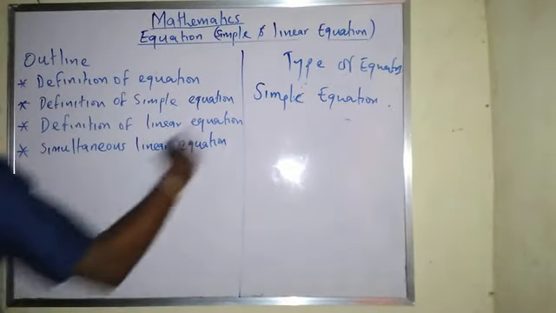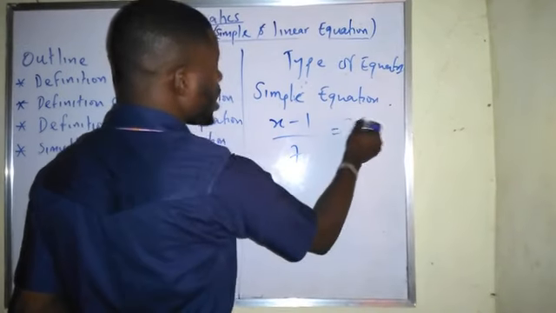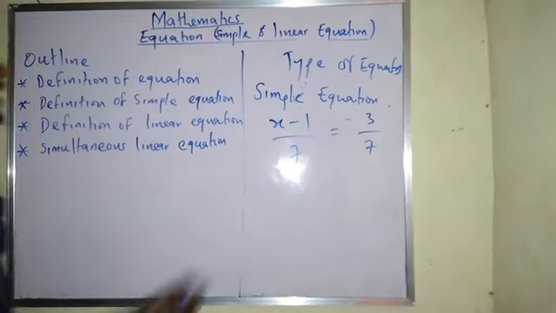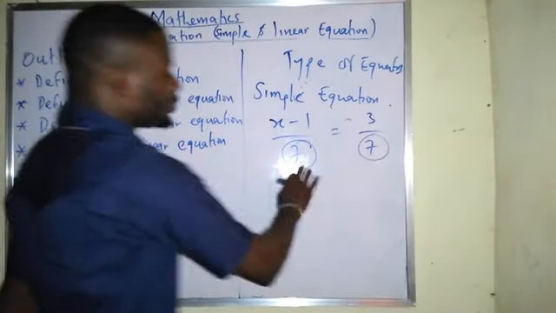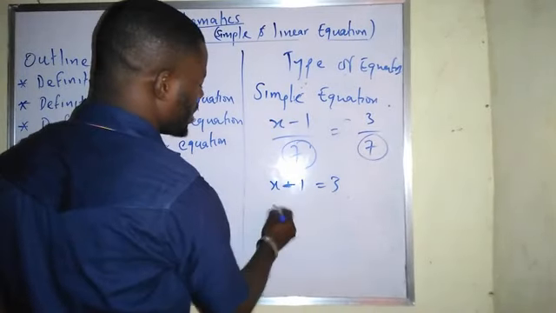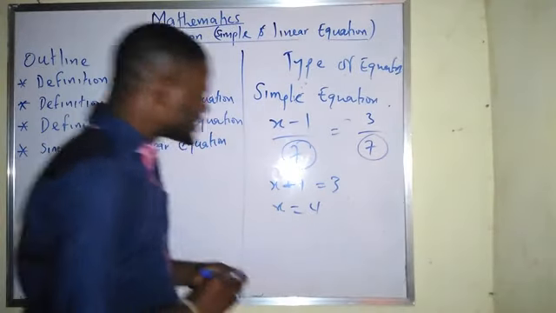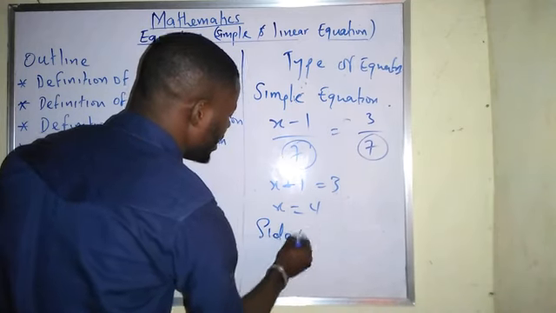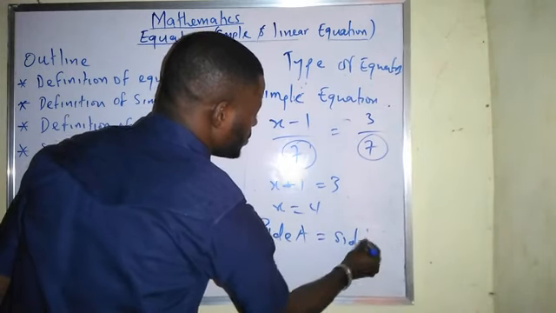It can also be, okay, I have x minus 1 all over 7 equals to 3 all over 7. Now, since 7 is equals to 7, the denominator is equals to the denominator of the two sides. It means x minus 1 equals to 3. My x equals to 4. That is very good. And let me tell you about equation. It must satisfy the condition that side A must be equals to side B.